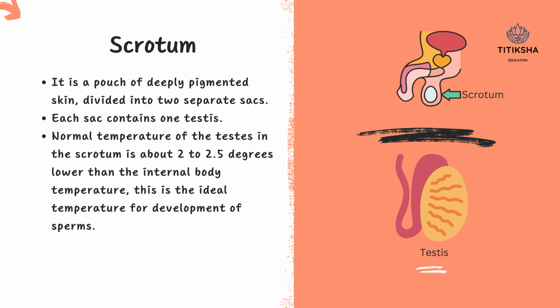Scrotum. It is a pouch of deeply pigmented skin, divided into two separate sacs. Each sac contains one testis. Normal temperature of the testes in the scrotum is about 2 to 2.5 degrees lower than the internal body temperature. This is the ideal temperature for development of sperms.